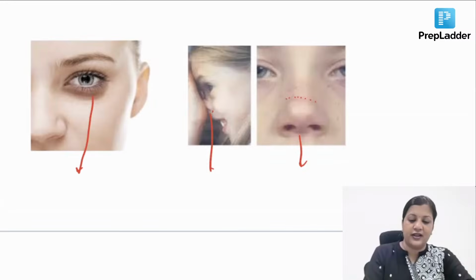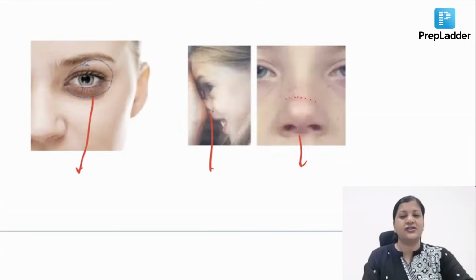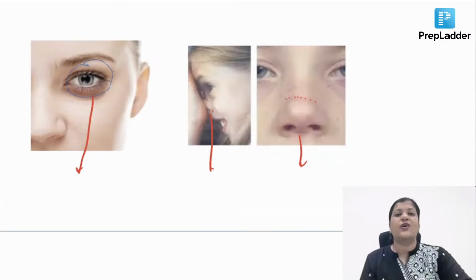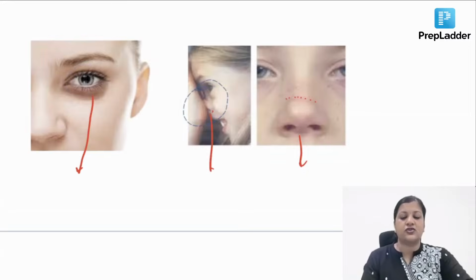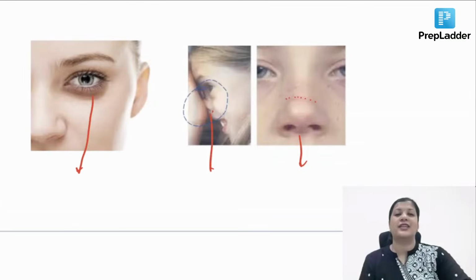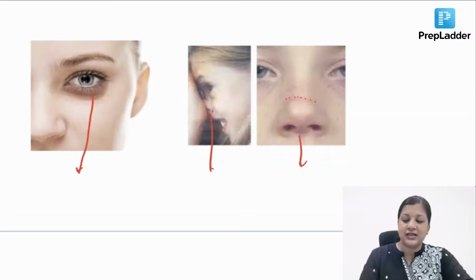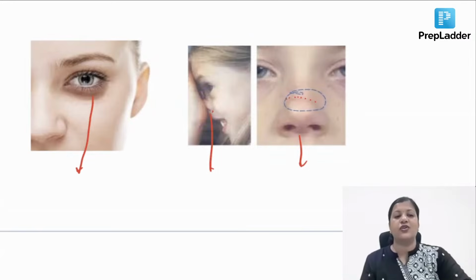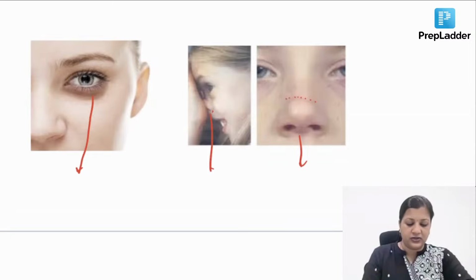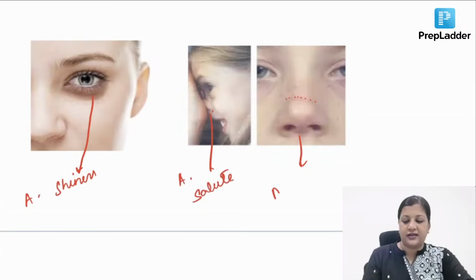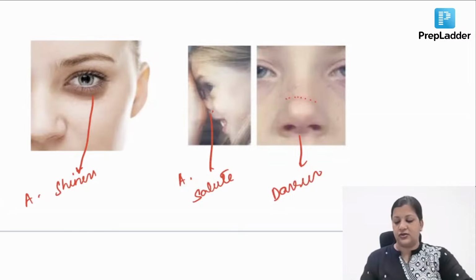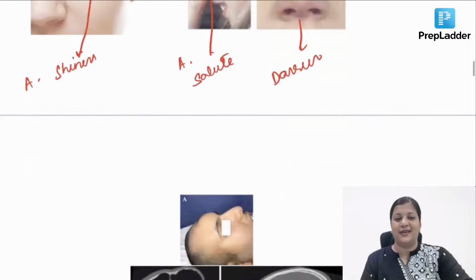Yes, the first one that you see here, where there is a blackish discoloration under the eyes, we call this as allergic shiners. Then you see, because the patient is constantly rubbing the nose, we call this as allergic salute. And this sign where there is a blackish line on the dorsum of the nose, we call this line as Darier's line. So they can ask you questions on these images as well.